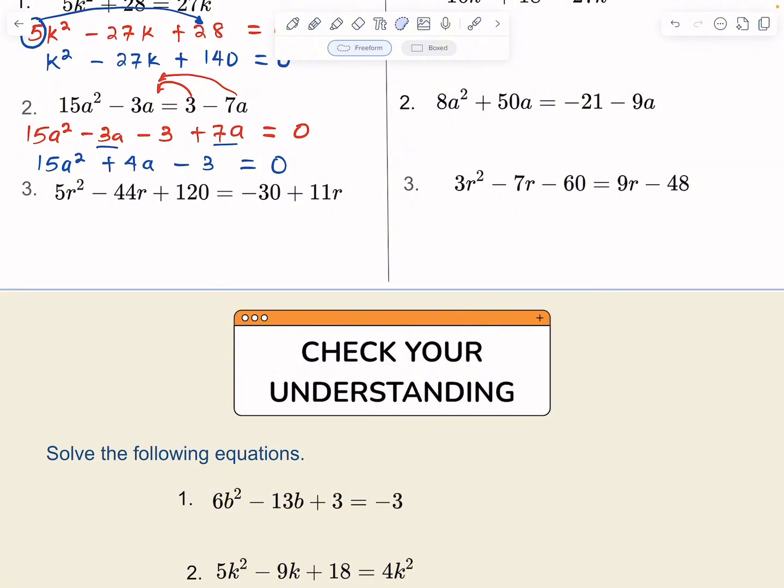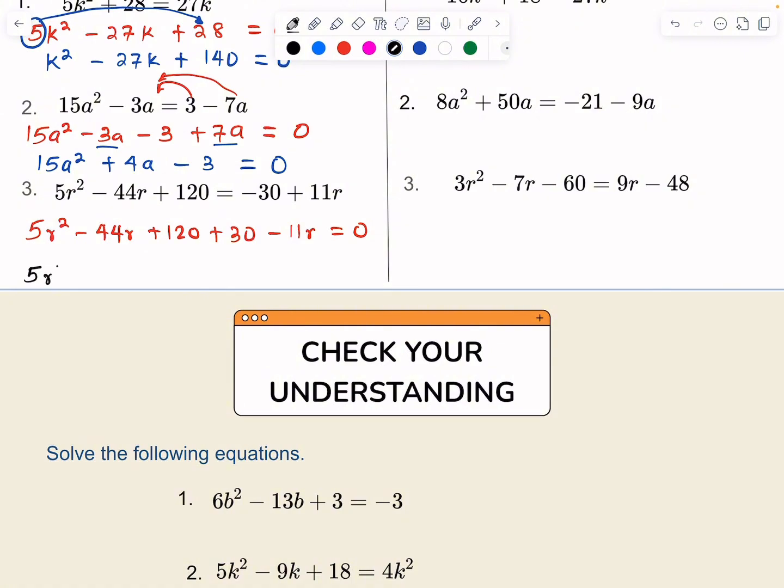What's the next thing I have to do? Basically the same thing that we've been doing, making sure that everything on this side is 0. So how can I make that equal to 0? All I need to do is add 30 to both sides, and then subtract 11r from both sides, and then that will be equal to 0. Now the next thing I have to do is collect the like terms.